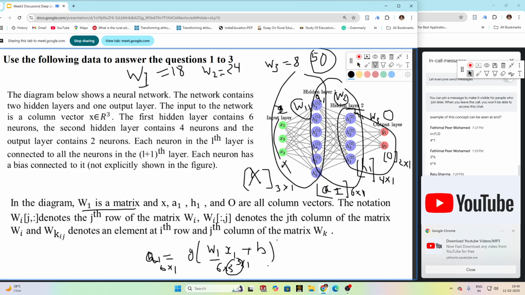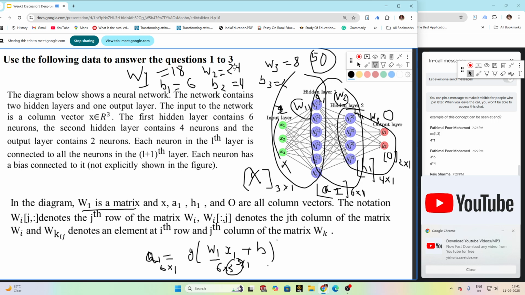So in the first hidden layer, how many biases do we have? Let's say it is B1. We have 6 neurons, so we have 6 biases. Now in the second hidden layer, this is B2, we have 4 neurons, so we have 4 biases. And in the output layer we have 2 neurons, so, let's take it as B3, we have 2 biases. So total this is how much?